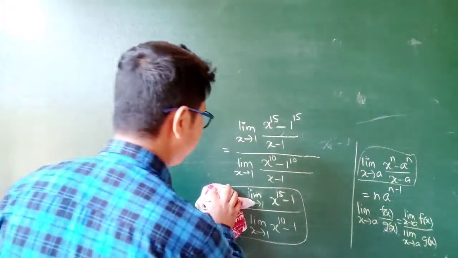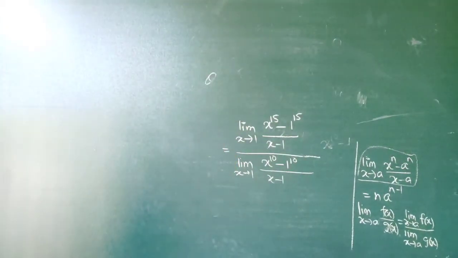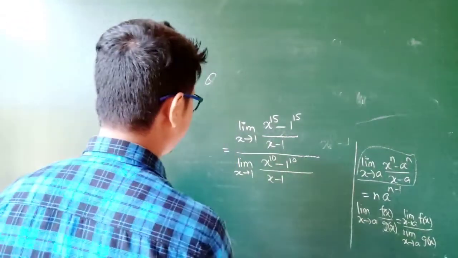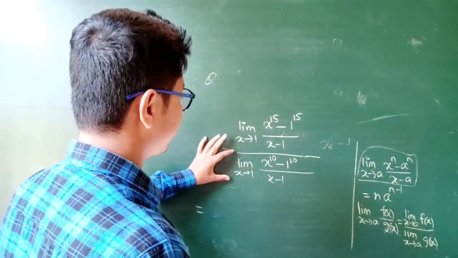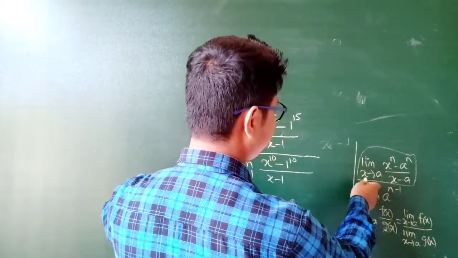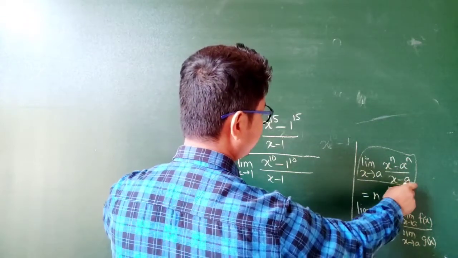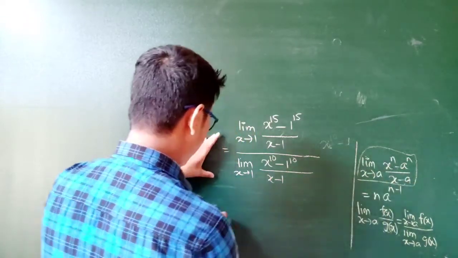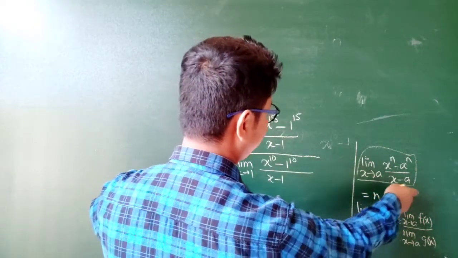So I hope up to this you have no doubt. If you have doubt, then you can comment to me in the comment section. So now the numerator and denominator are completely transformed to the structure of this formula. That means limit x tends to a, x to the power n minus a to the power n divided by x minus a. So now from here, according to this formula, we can write n a to the power n minus 1.